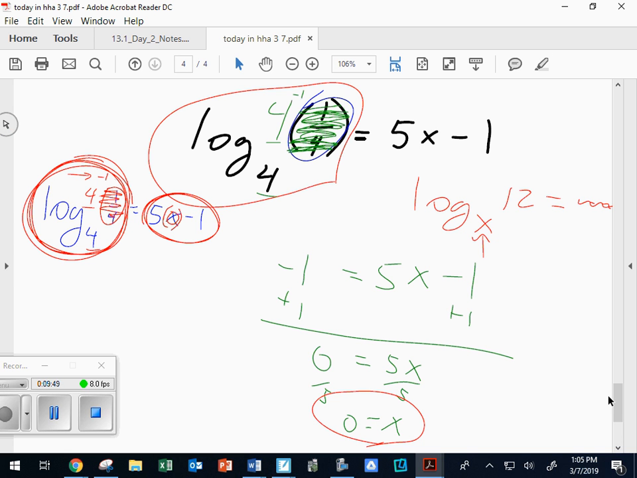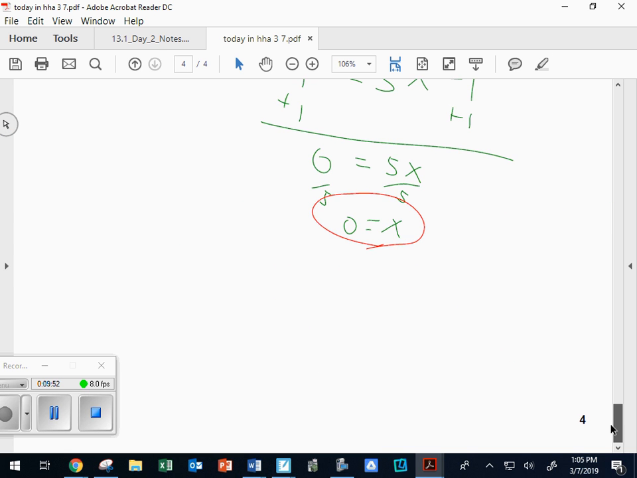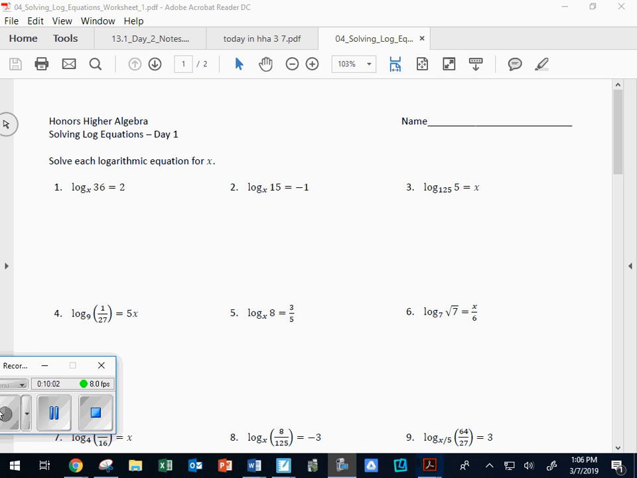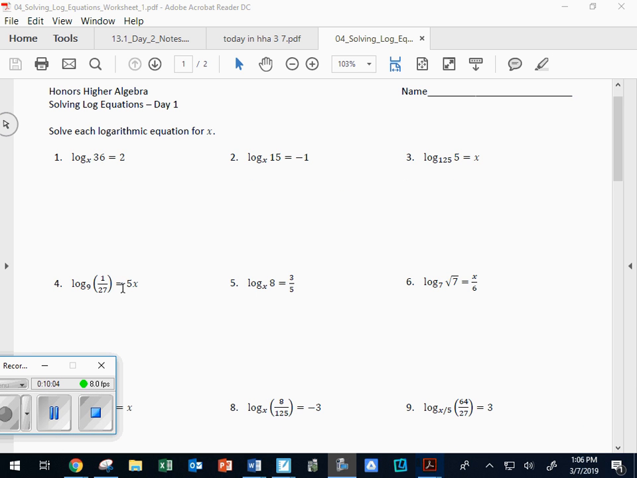All right, so the steps in order: simplify it, rewrite it, solve for x. Now let's look at your homework. I'm going to pause for a second while we get the homework out. Okay, here we are. I am going to tell you which ones you can skip. You ready? I made a list.